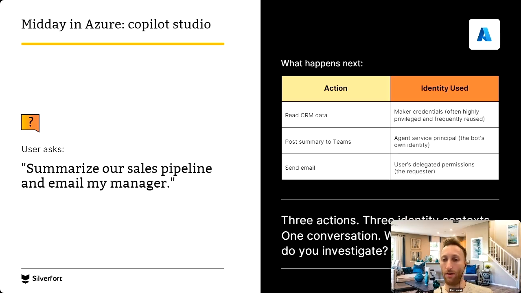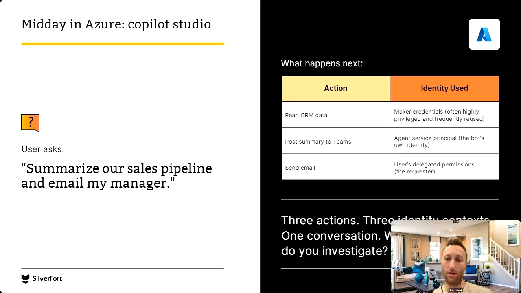Okay. The agent first is doing an action to read the CRM data. Okay. To do that, it uses what we call the maker credentials, whoever set up the connector. That person can be an admin with broad access. Second, just for internal monitoring, the agent posts a summary on Teams. Okay. To do that, the agent is acting on its own behalf, the bot's own identity, not the user identity.